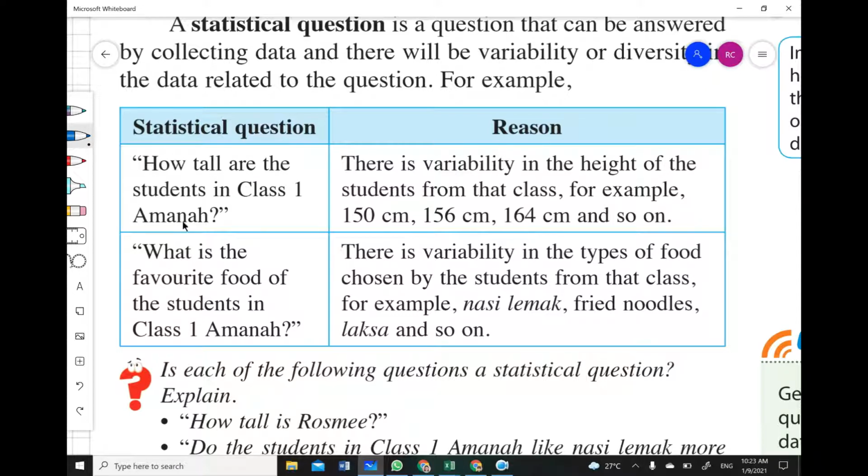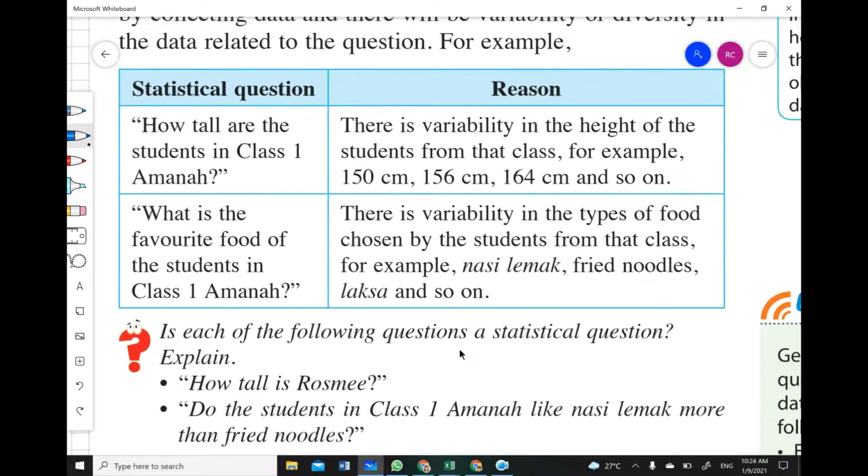So this is one of the statistical questions whereby you can get different answers. Second one, what is the favorite food of the students in class 1 Amanah? Same thing for this question. There is also variability. So for example, students can give answers like nasi lemak, fried noodles, laksa, and so on. A lot of food.